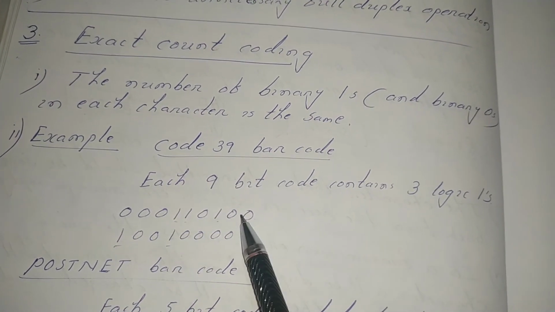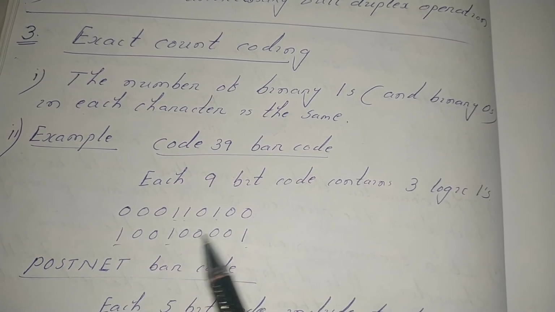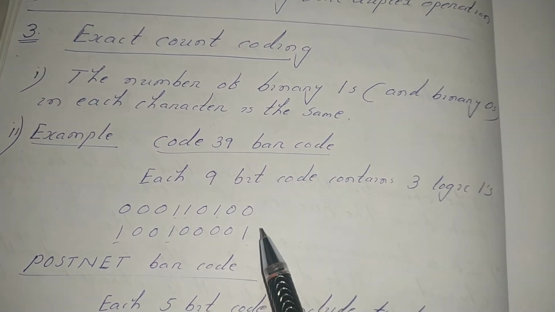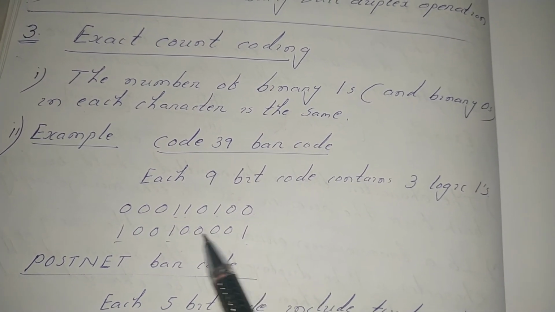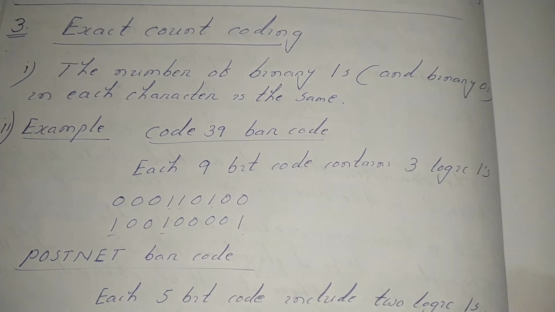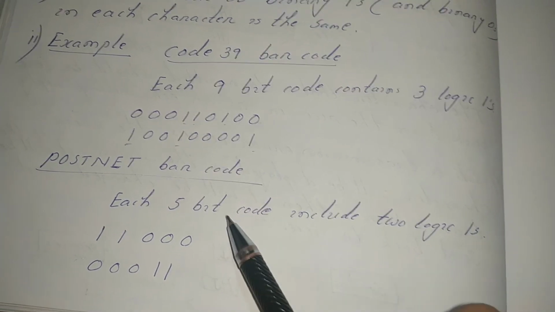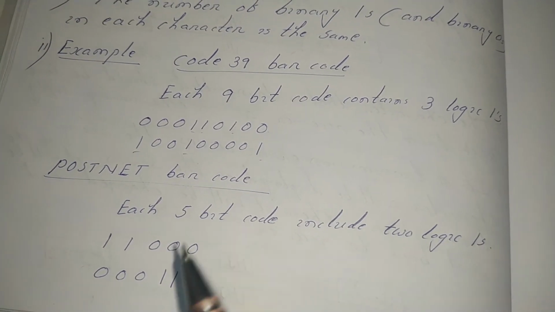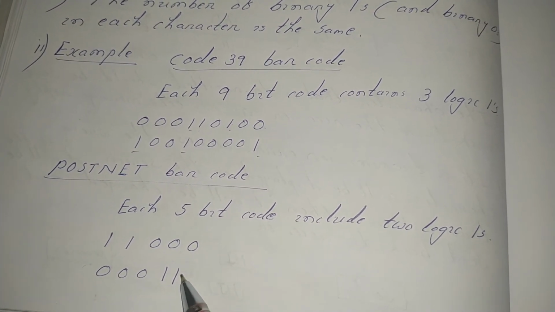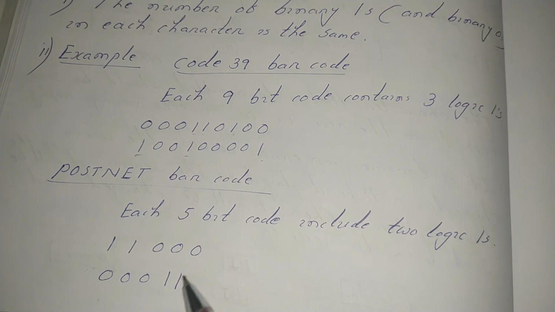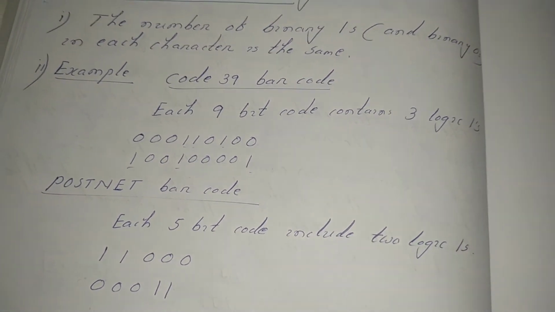So see here, in the first character code, 1, 2, 3, 3 ones are there. In the second case also, 3 ones are there. That is called exact count. If more than 3 ones are present, or fewer, then an error is there. So exactly 3 ones should be present. Take another example, postnet barcode. In postnet barcode, each character contains 5 bits, and each character code should contain 2 ones. See here, 2 ones are there, 2 ones are there. If more or fewer ones are there, then an error is there. Okay, if exactly 2 ones are there, then no error is there.